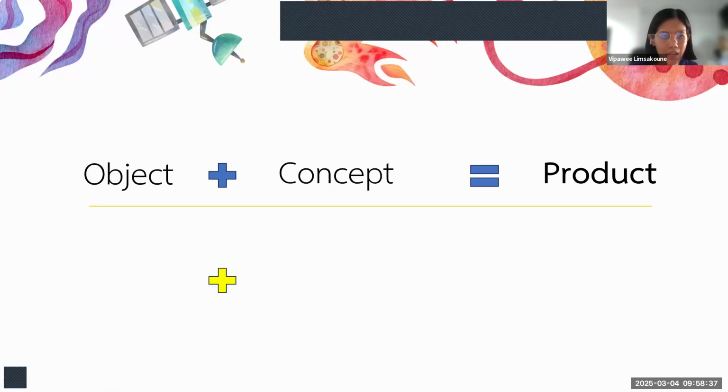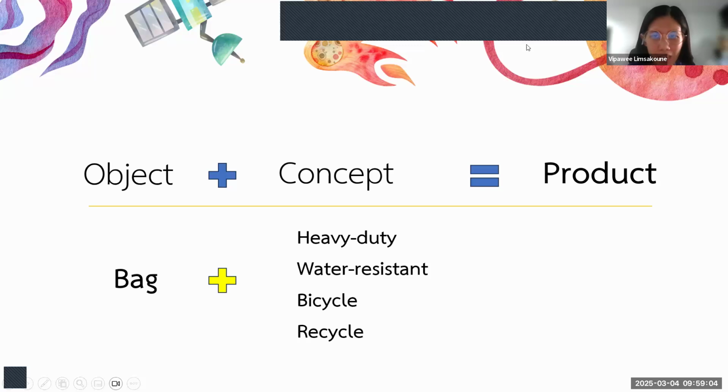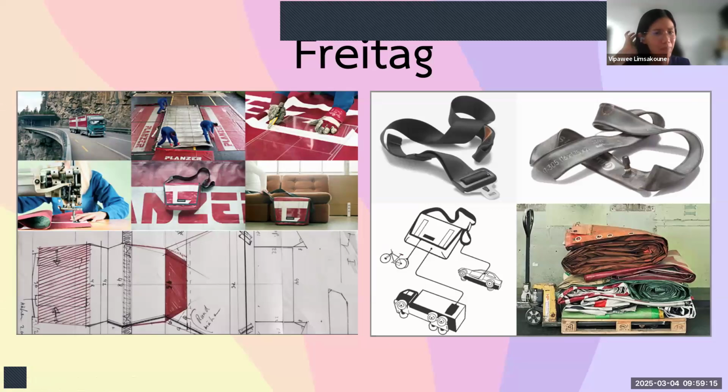Okay. This one is from the video as well. อาจารย์ Bart mentioned a bag, right? He mentioned Switzerland. The brand, if I pronounce it incorrectly, you can correct me, okay? I call it Freitag. So they have the concept of heavy duty, water resistance, bicycle. Somehow they recycle some parts of bicycles, okay? So their product becomes this bag.